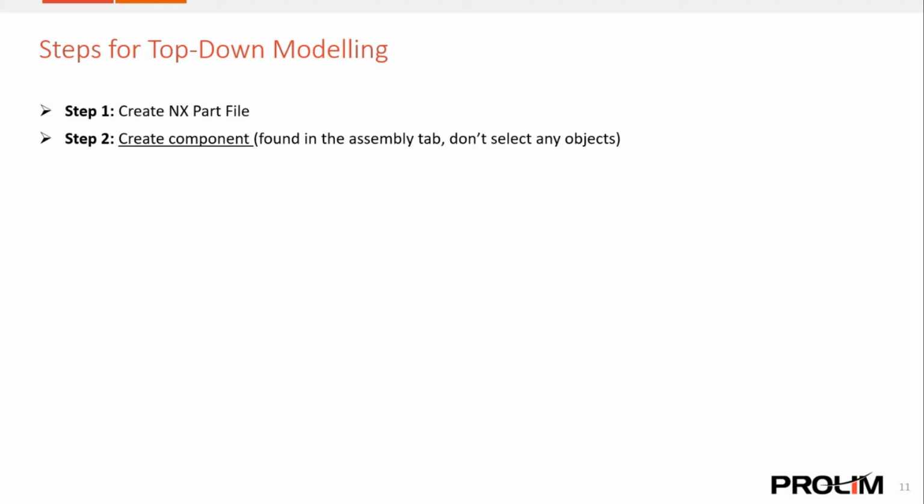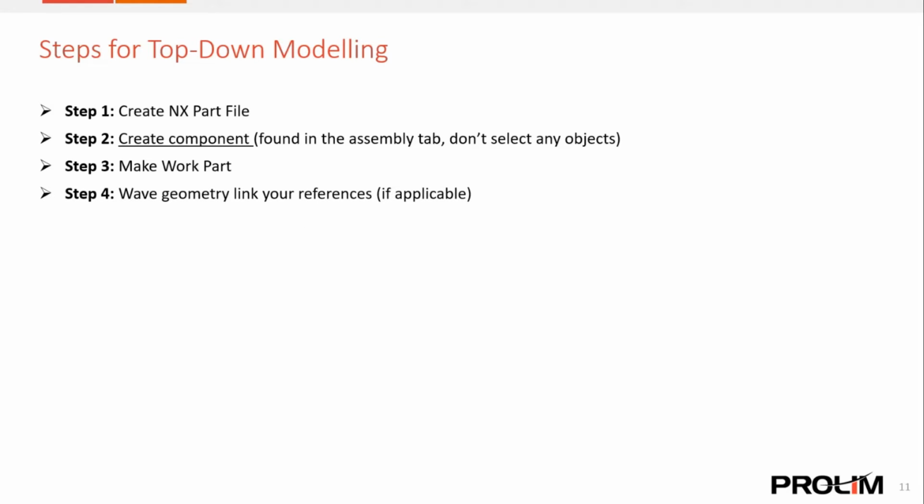Step 3, very similar to our bottom-up, is where you make it your work part. So this is also another important piece where you make it your work part. And then, of course, you start modeling it. And if necessary, you can then WAVE geometry link your references, right? And some people may say, if I'm not allowed to just select things like I was doing earlier, I can no longer select different pieces because it just won't let me.